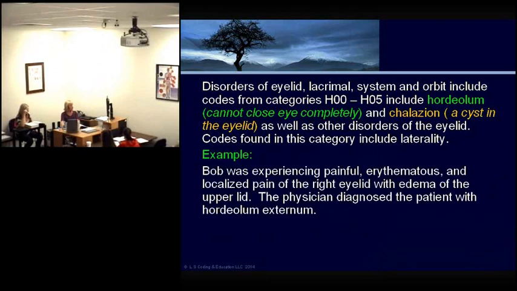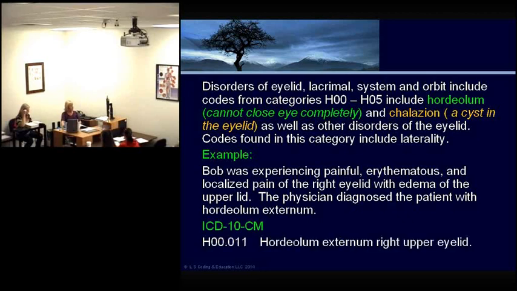Bob was experiencing painful erythematous and localized pain of the right eyelid with edema of the upper lid. The physician diagnosed the patient with hordeolum externum. The code that we would code there is H00.011 hordeolum externum right upper eyelid. So you need to know which eyelid and on what side of the body.